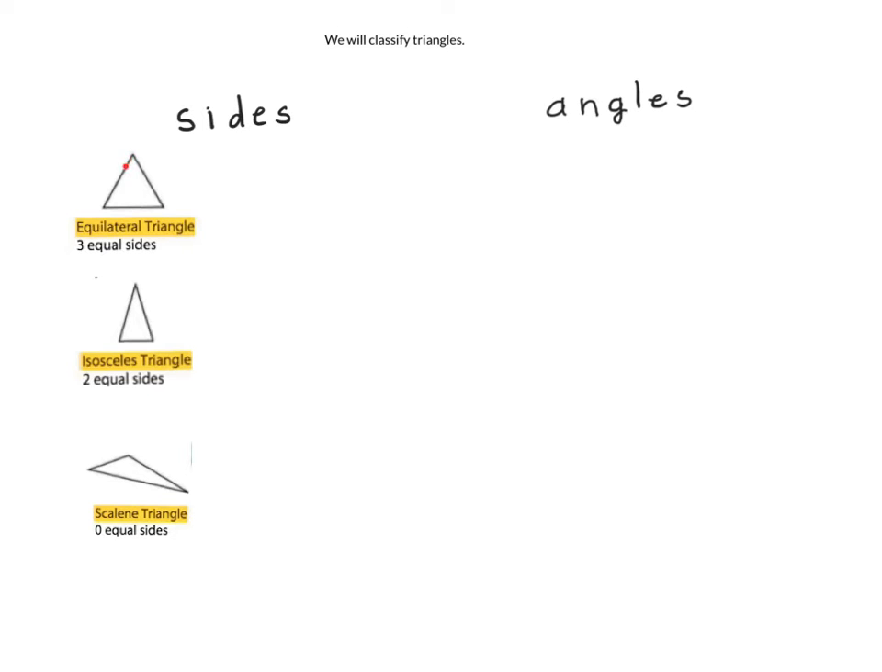It could be either an equilateral, which means all three sides are equal length, isosceles, where two sides are equal length, or scalene, where no sides are equal.